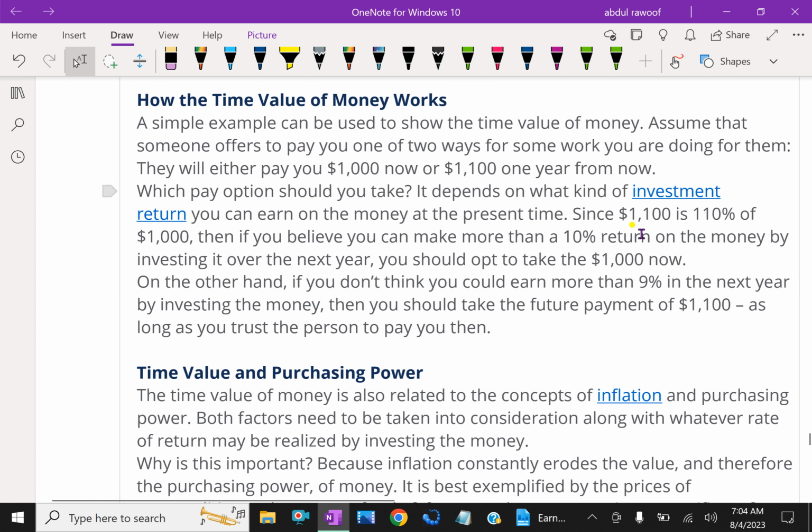Since 1,100 is 110% of the 1,000, if you believe you can make more than a 10% return on the money by investing it over the next year, you should opt to take the 1,000 now. On the other hand, if you don't think you could earn more than 10% in the next year by investing the money, then you should take the future payment of 1,100, as long as you trust the person to pay you then.